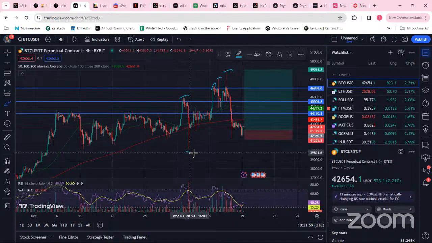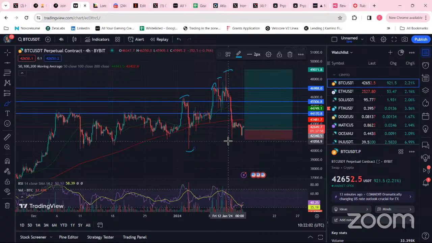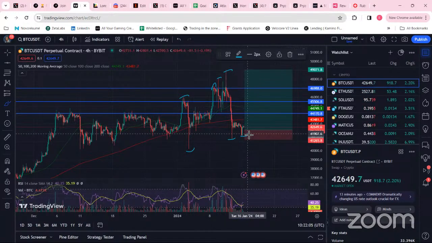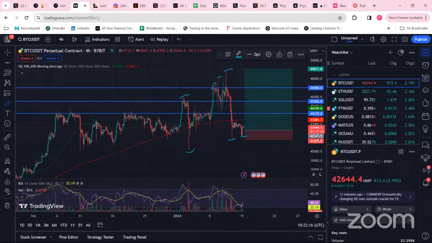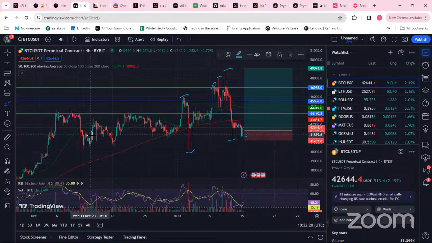So this is a low, this is a higher low, this is another higher low. So I'm expecting a big upward movement soon, as long as we keep consolidating within this range. I think I shared the signal this morning, right? Because this support that it keeps bouncing on is a very key level.